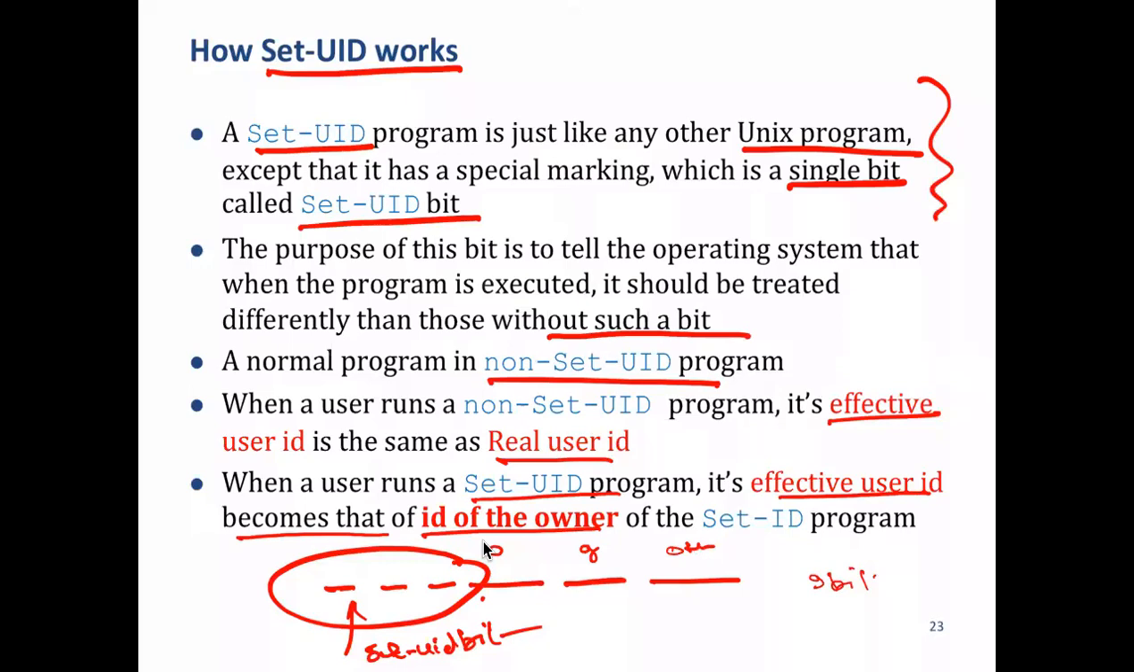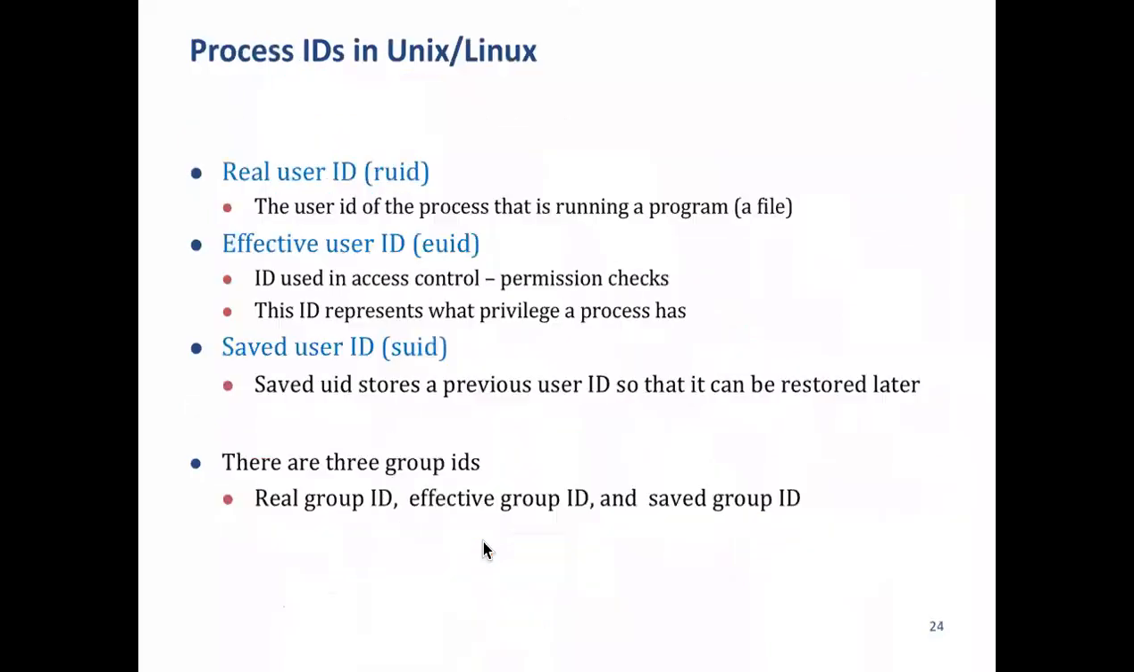Okay, however, if in that program this one bit is set, then I am allowed to do something. Because now the user of that, or the permissions of that, becomes that of the owner. Okay, so you'll see it here.